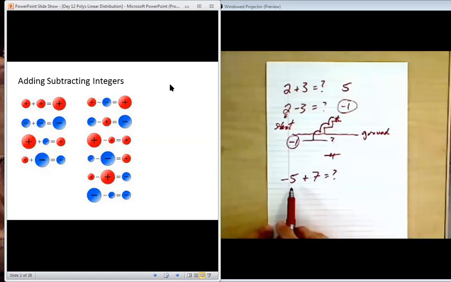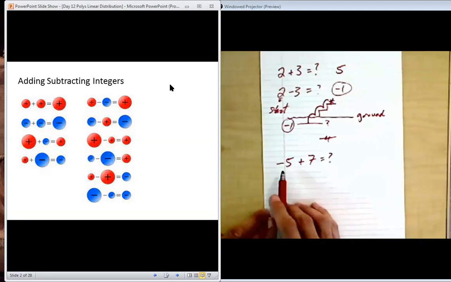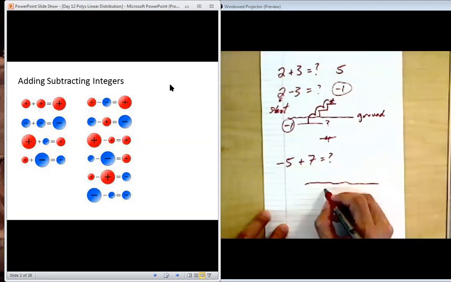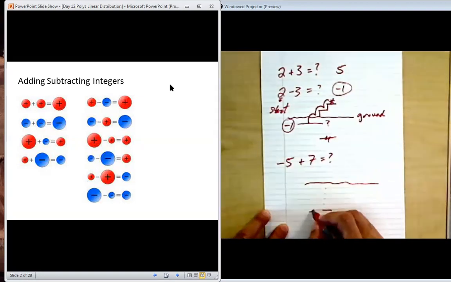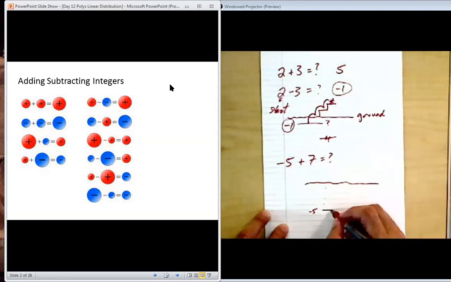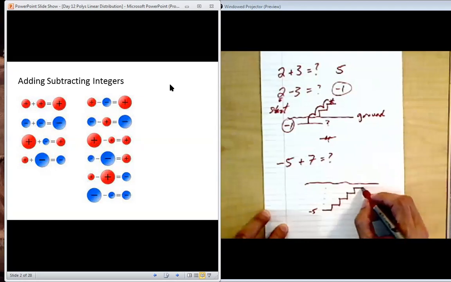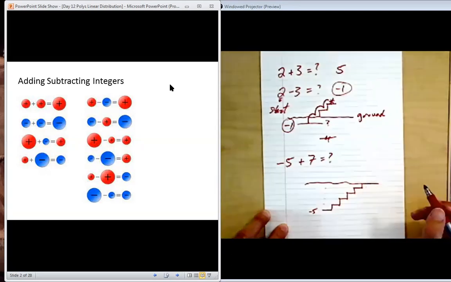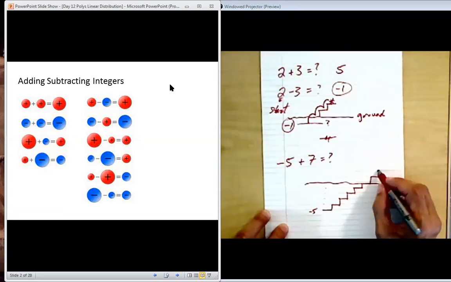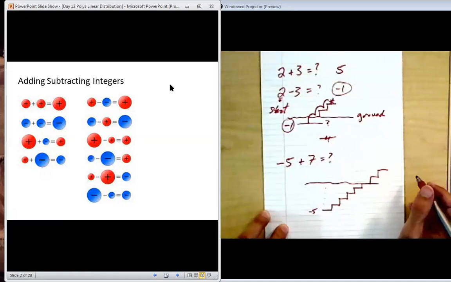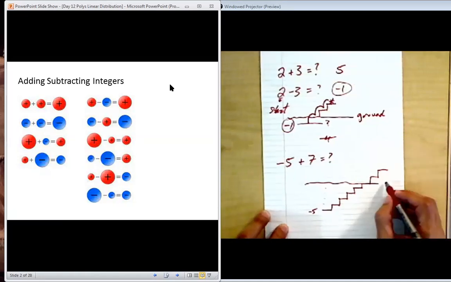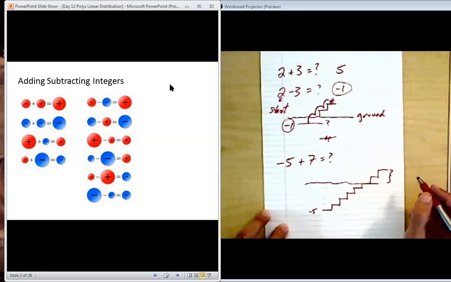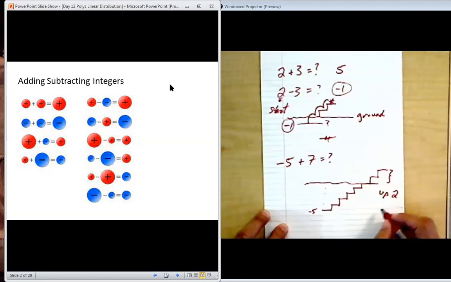If we start at minus 5, so we're down by minus 1, minus 2, minus 3, minus 4. We're at minus 5, right? Then we're going up by 7. Okay, so we go up by 1, 2, 3, 4, up 5, we're here. Up 6, up 7. So compared to the ground, where are we now? Yeah, we're up by 2, or in other words, we're at positive 2. Okay.